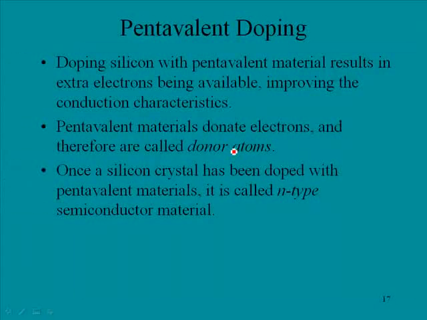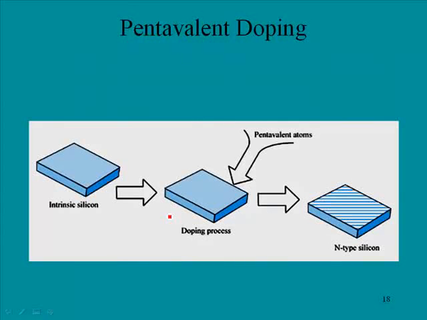Pentavalent doping. Doping silicon with pentavalent material results in extra electrons being available, improving the conduction characteristics. Pentavalent materials donate electrons and therefore are called donor atoms. Once the silicon crystal has been doped with pentavalent material, it is called, and here's another term, N-type material. N-type semiconductor material. And here is the process, same thing. Start with intrinsic silicon, we add pentavalent atoms, and what do we get? N-type silicon.